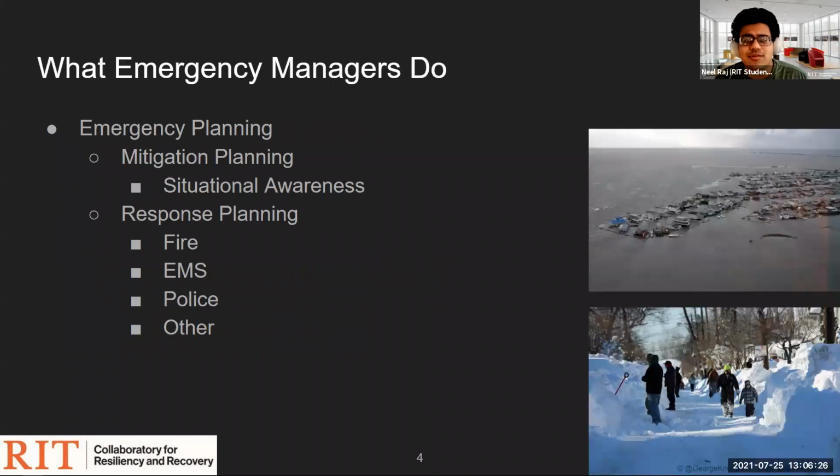So, what exactly do emergency managers do? Well, they plan for emergencies, either through mitigation planning or response planning. Well, what is mitigation planning? Mitigation planning is quelling hazards so that a big response to emergencies is not necessary. Now, this requires situational awareness. As previously said, situational awareness is about knowing what's going on.